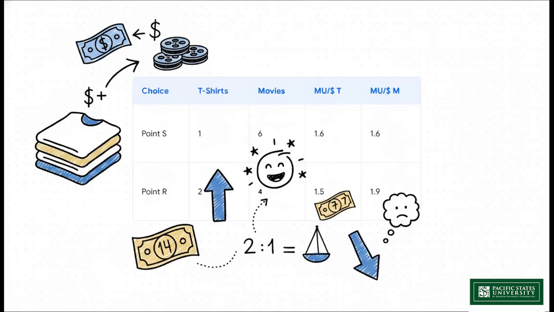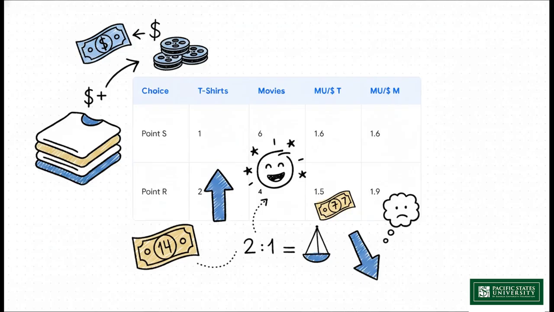So, knowing this law, how do we as consumers maximize our happiness? How do we get the most bang for our buck? Take a look at point S on this table. We have a consumer named Jose, and he is choosing between buying t-shirts for $14 and going to movies for $7. At point S, the marginal utility he gets per dollar spent on his last t-shirt is exactly 1.6. And, crucially, the marginal utility per dollar spent on his last movie is also exactly 1.6. The ratios are perfectly equal.